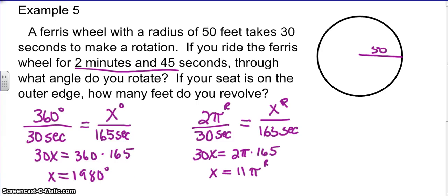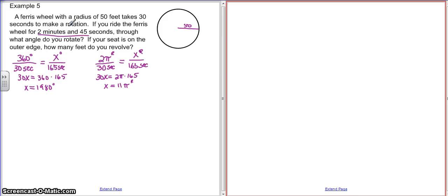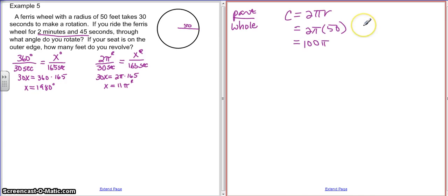Now, when I get my distance that I've traveled, I'm going to do this 2 different ways. First, I'm going to think about the part over the whole, because then I don't have to remember the formula. So, and I also need to remember that circumference is 2 pi r. So I do need to calculate what the circumference is. 2 pi times 50. So my circumference all the way around is 100 pi.